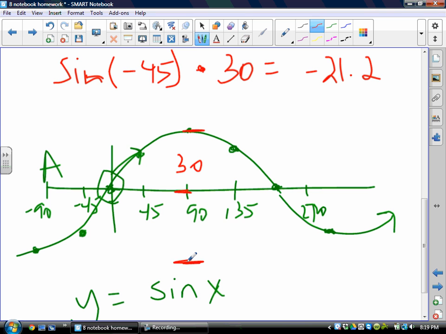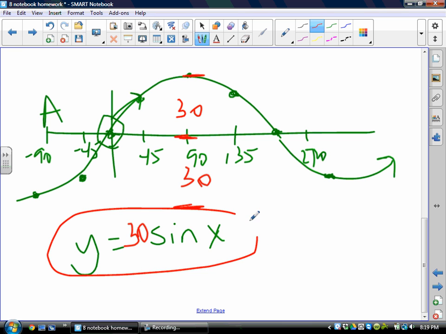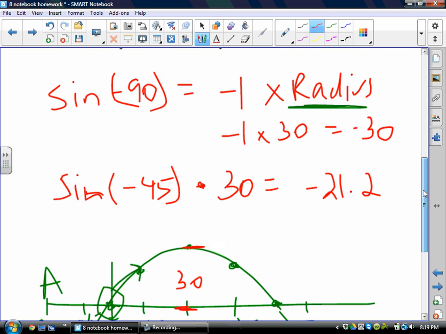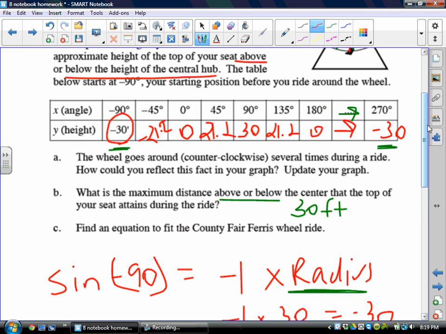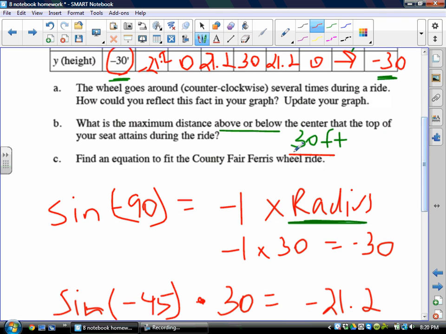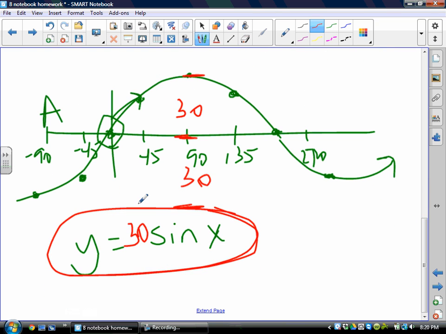The minimum to the middle, also called the midline, is also 30. So my amplitude goes in front, so I'm going to have y equals 30 times sine of x as my equation for this Ferris wheel ride. My radius is 30, that's what makes it be different numbers than just the normal sine of the angles here. So fill out your table, make sure you draw a graph. The amplitude is 30 feet, and I use that to write my equation. y equals 30 times sine of x.